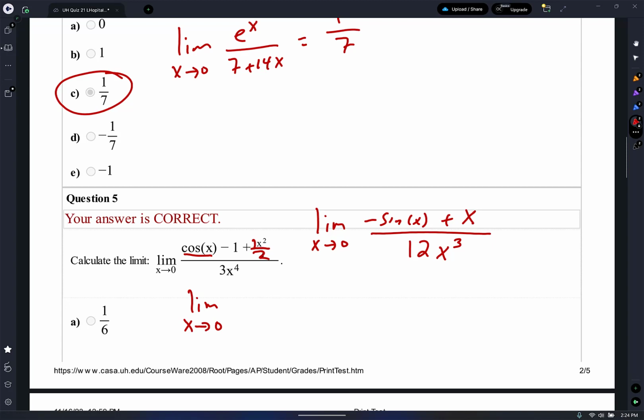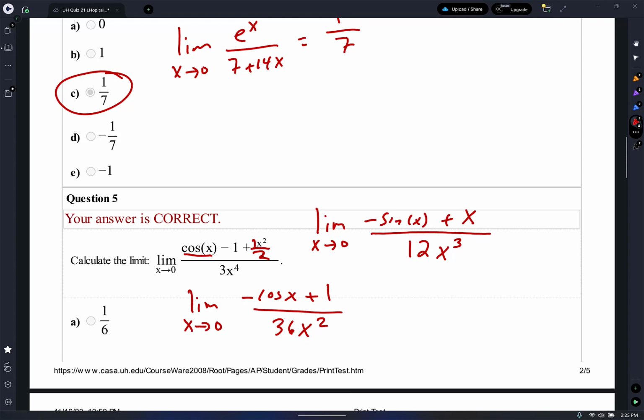So limit as x approaches 0. What's the derivative of negative sine x? Negative cosine x plus the derivative of x, which is 1, over 12 times 3, 36x squared. Look at this, you're going to get another 0. Cosine of 0 is 1, but there's a negative in the front. Negative 1 plus 1, is that 0? 36 times 0, is that 0? Do I get 0 over 0? It's indeterminate. Can I do L'Hopital's again? As long as you keep getting 0 over 0 or infinity over infinity, you can do L'Hopital's again.